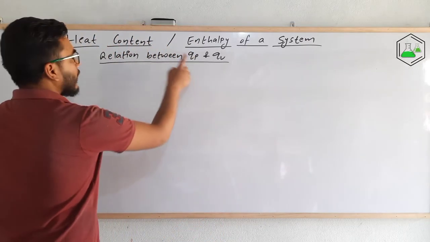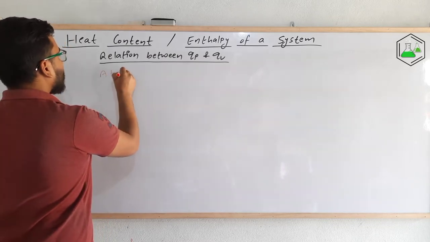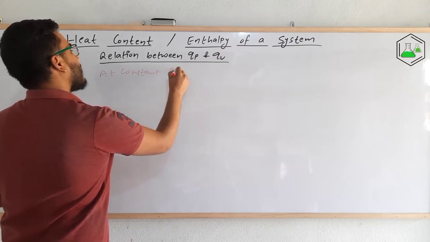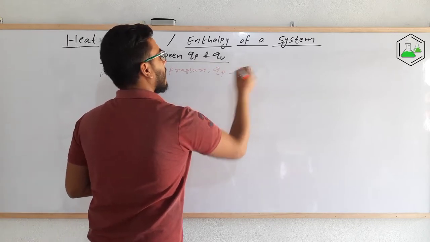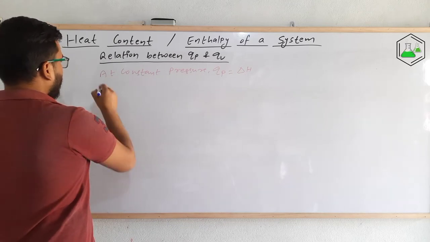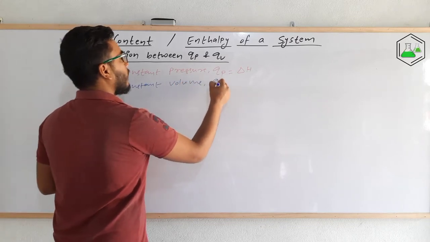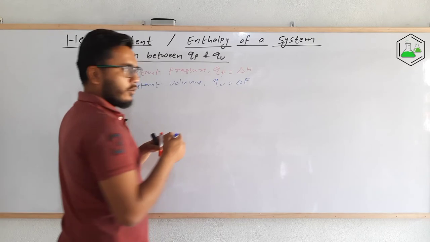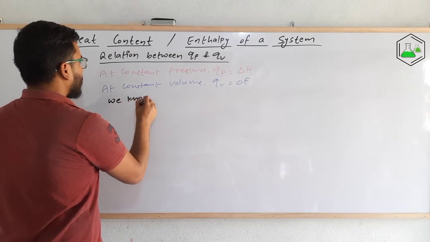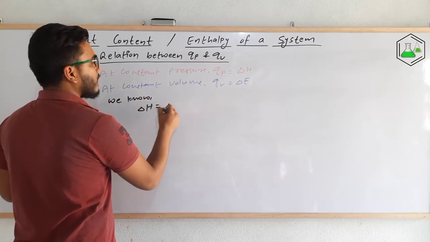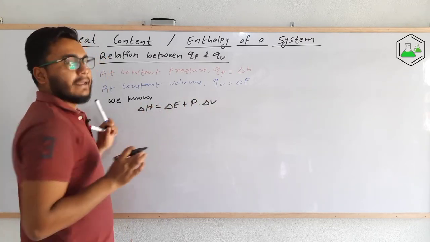To get the relation between QP and QV, we need to write the expression of QP and QV. We know that at constant pressure, QP is equal to del H, right? Similarly, at constant volume, QV is equal to del E. We already know this form, and we know the formula of enthalpy as well. We know del H is equal to how much? Del E plus P del V, right? This is the formula of change in enthalpy.